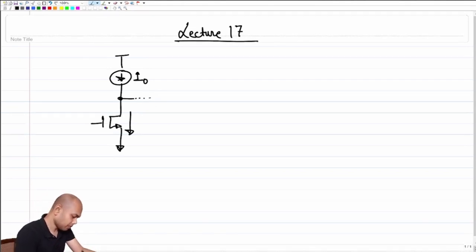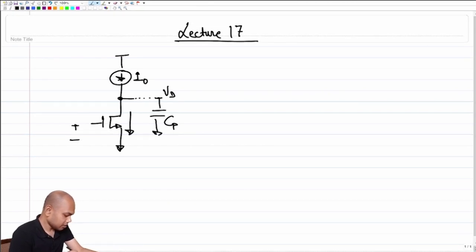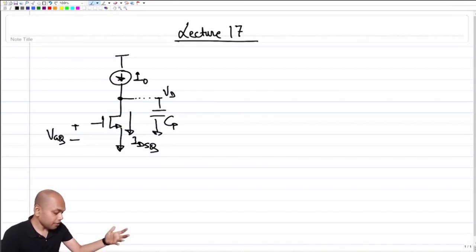So let's assume there is a small parasitic capacitance CP connected at the drain of the transistor. You need not assume this always, but putting a memory element like a capacitor gives an intuition of time, gives a feeling of time. So let's assume that at time t equal to 0, we had biased this transistor with a certain VGQ, and we connected I naught to the drain, and the VGQ was such that the current through this transistor would have been IDSQ. If I naught were greater than IDSQ, what would have happened? The voltage at VD would have increased.